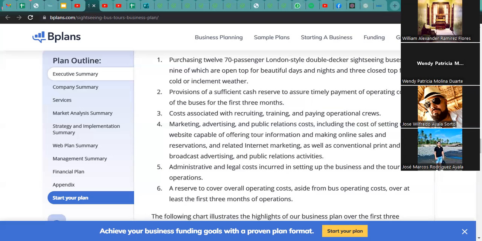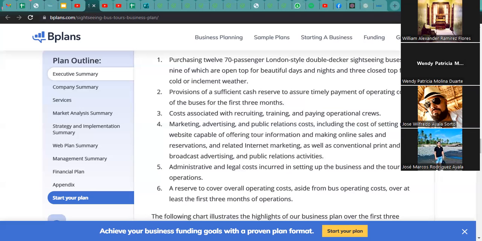Marketing, advertising, and public relations costs. Of course, you need to invest in marketing, right? This is something very, very important, and some money is going to go into that one. Administrative and legal costs, including setting up the business and the tour operation. So papers, permissions, things like that, right, are important. And a reserve to cover overall operational costs. So that is also very important.